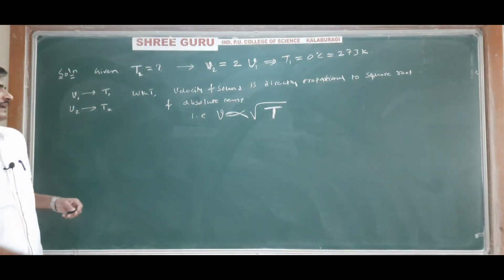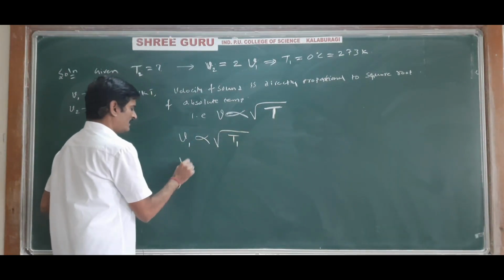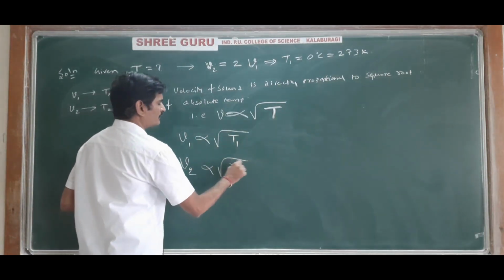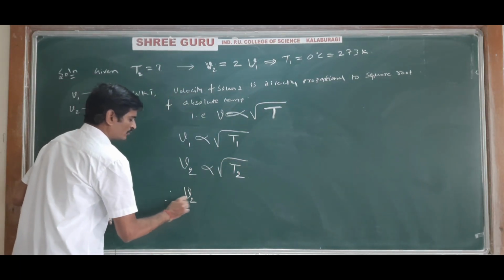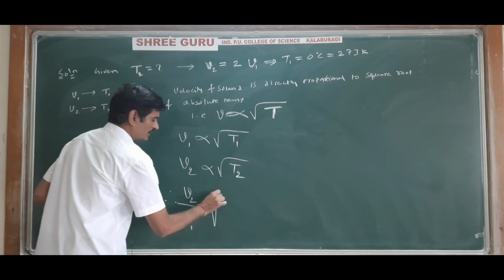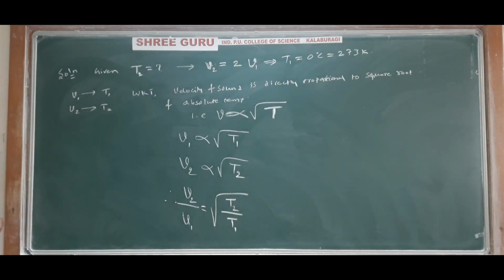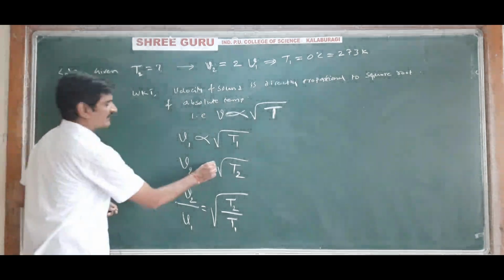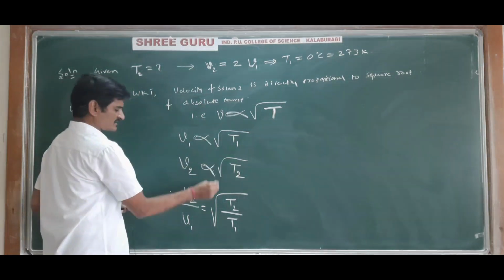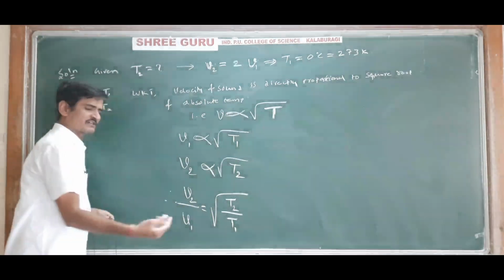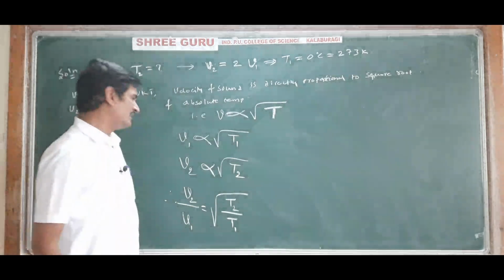So we can write this formula as V1 proportional to root of T1 and V2 proportional to root of T2, correct. Therefore, V2 divided by V1 is equal to under root T2 divided by T1, simple. When you remove the proportionality sign, there will be a constant. When you divide these two, that constant will cancel. So you can write V2 by V1 is equal to under root T2 by T1.